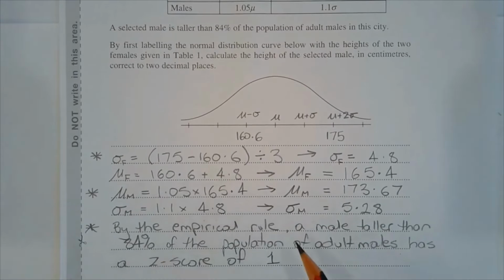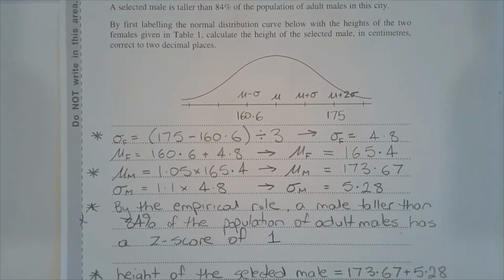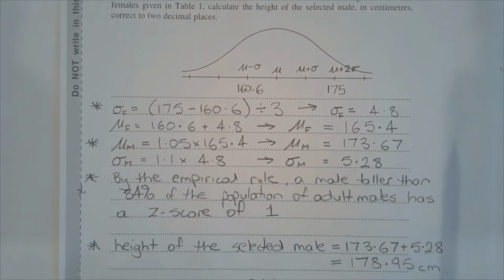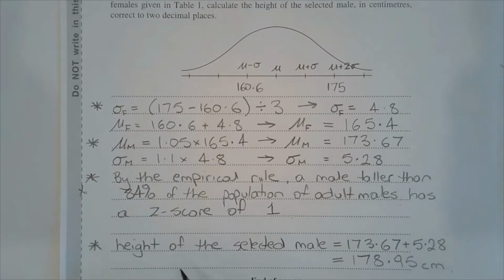By the empirical rule, a male taller than 84% of the population of adult males has a z-score of positive 1. Therefore, the height of the selected male is the mean of the male population plus 1 standard deviation, which equals 178.95 centimetres.